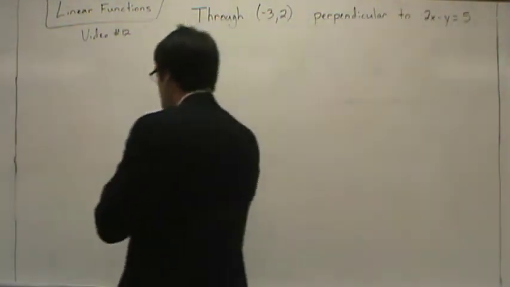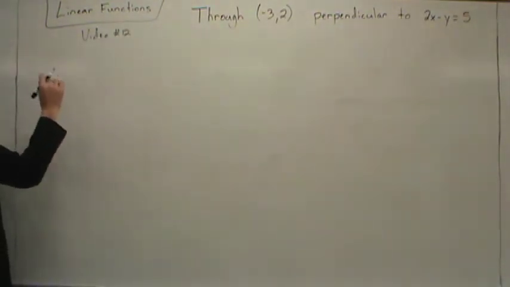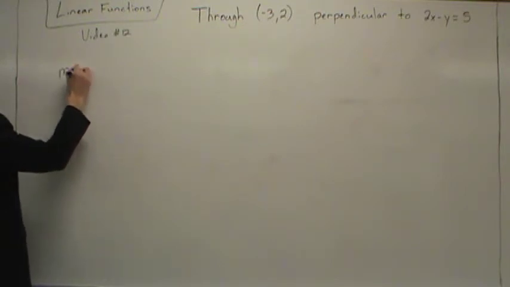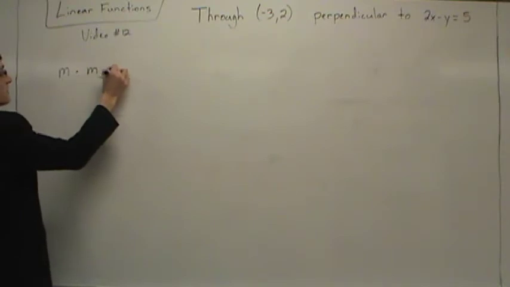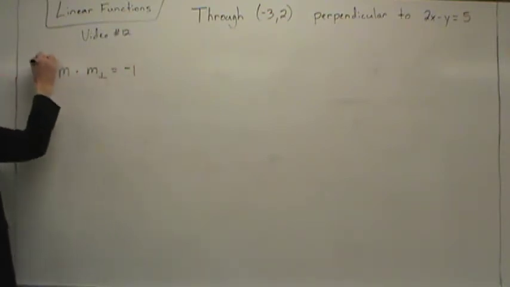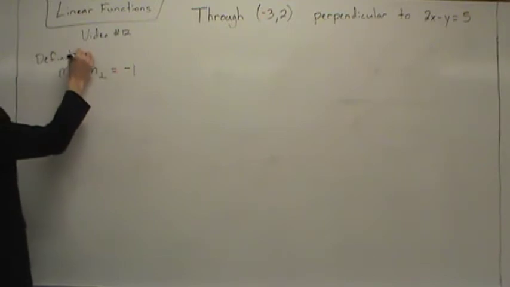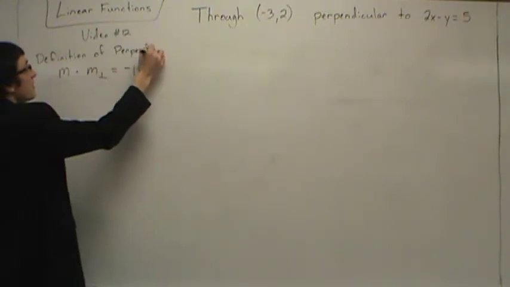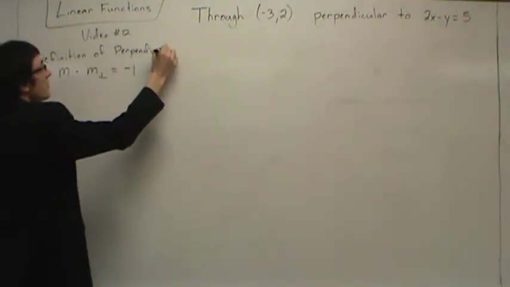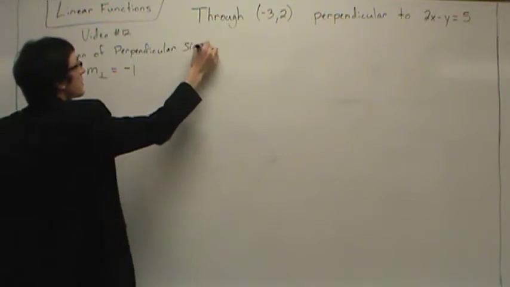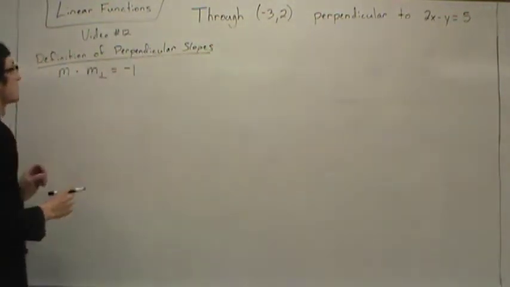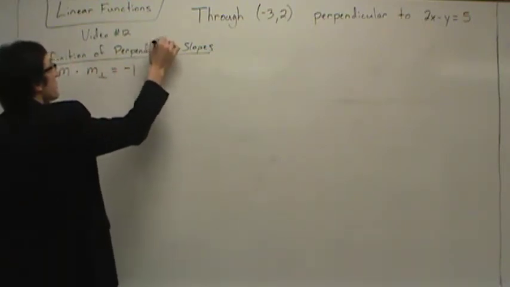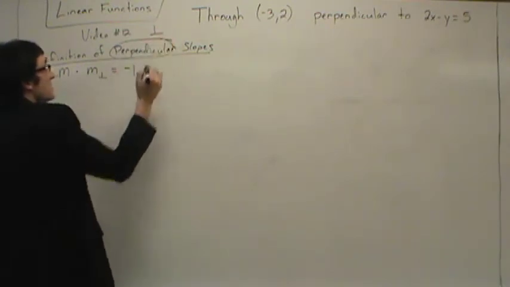Okay. Before we get started, I want you to write this definition on your definition sheet. I told you this, I believe, in the last video. A slope multiplied by its perpendicular slope is equal to -1. And again, we call this the definition of perpendicular slopes. Okay, definition of perpendicular slopes. A slope multiplied by its perpendicular slope is equal to -1. Again, the symbol for perpendicular looks like an upside down T.